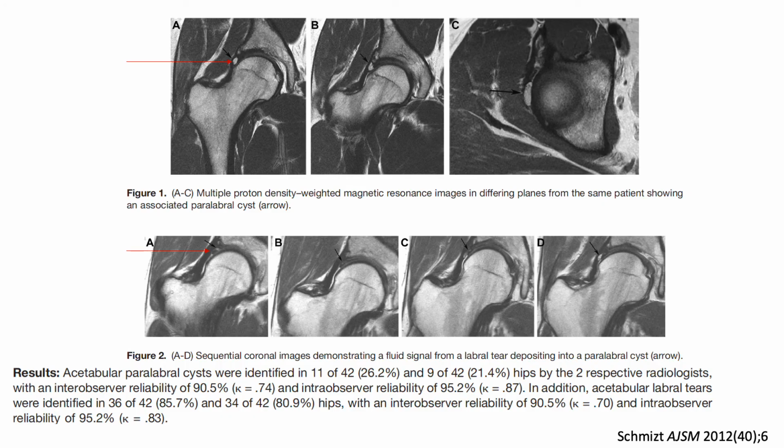This was a study done on military recruits at West Point in New York, and what they discovered was that 80% or over of military recruits had asymptomatic labral tears, and even a quarter had paralabral cysts, which are again associated with labral tears. So it can be a very common asymptomatic finding, and it's important not to overdiagnose their relevance.